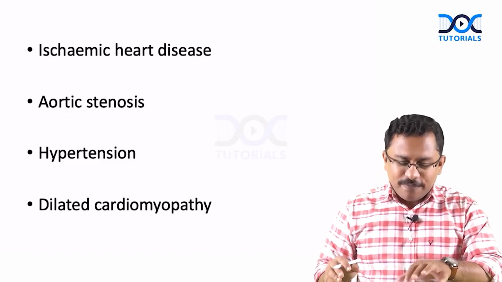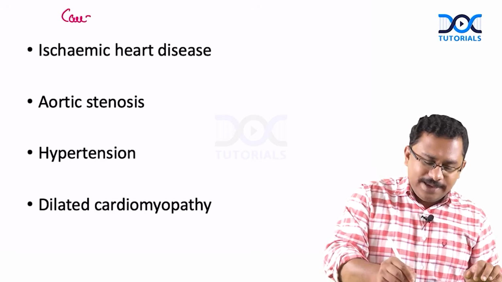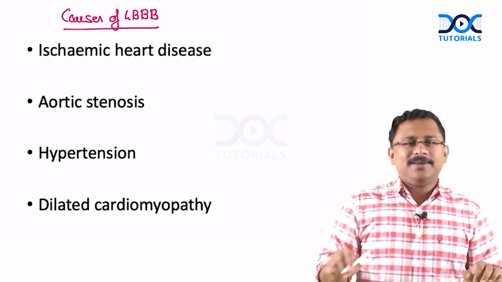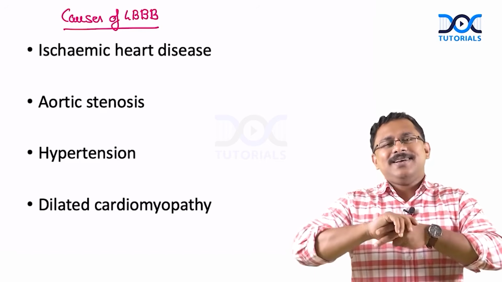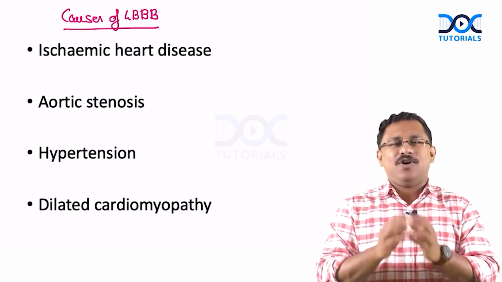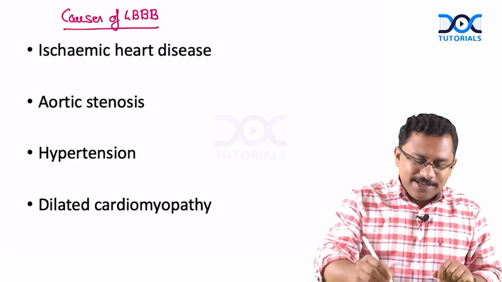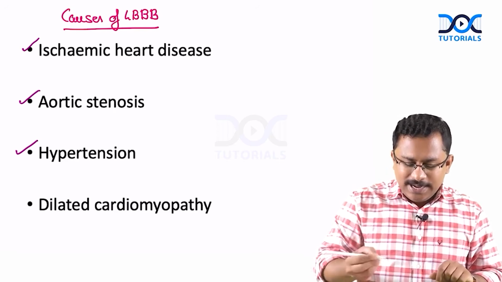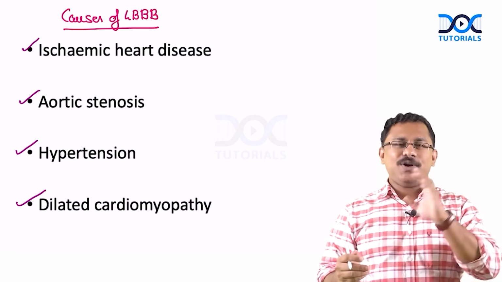Now the causes of left bundle branch block. Let me tell you one thing straight away, that RBBB, I told you, the fragile conducting system, so that can be physiologic also, but LBBB is always pathologic. It can be associated with ischemic heart disease, aortic stenosis, hypertension, dilated cardiomyopathy, all can cause left bundle branch block.